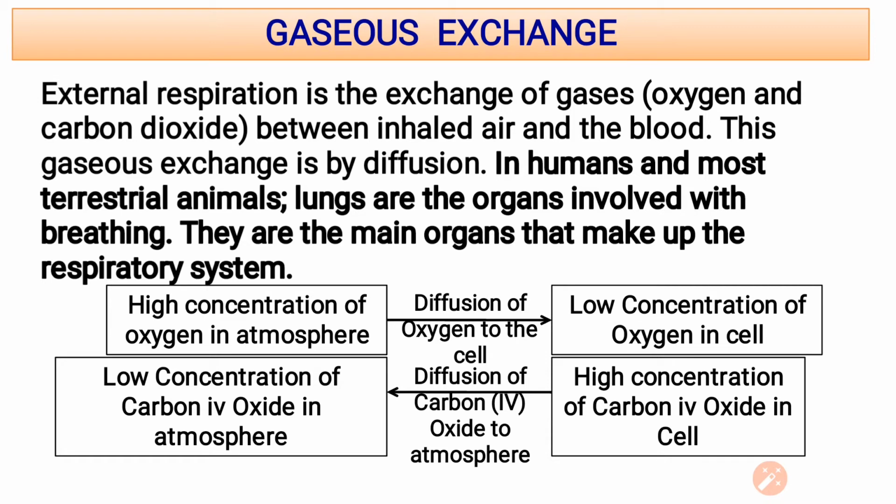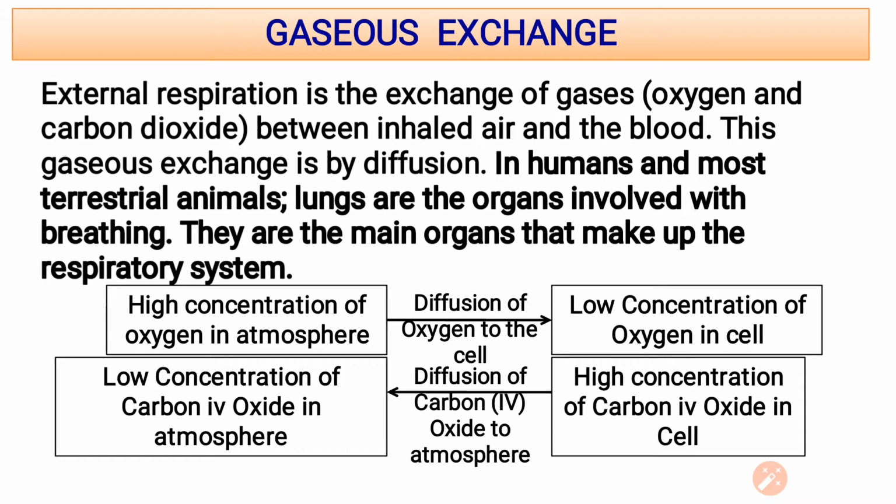You know diffusion. Diffusion, of course, is the movement of gaseous molecules, in this case from a region of higher concentration to a region of lower concentration. That is diffusion. So we move oxygen from high concentration to low concentration, and we move carbon dioxide from high concentration to low concentration. In humans and most terrestrial animals, lungs are the organs involved with breathing. They are the main organs that make up the respiratory system.